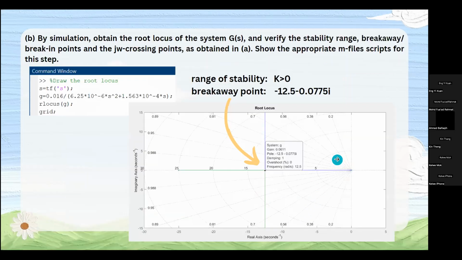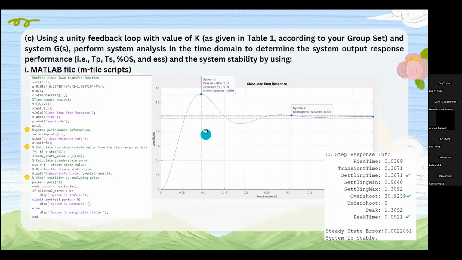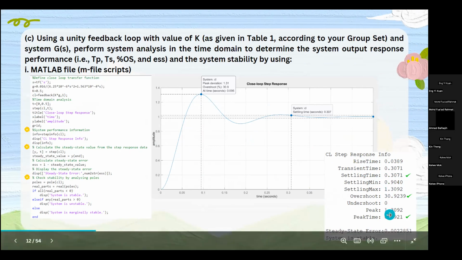After that, we will use the MATLAB simulation to verify our answer in the manual calculation. We get that the breakaway point is also negative 12.5 and the range of k is greater than 0. After that, for the closed loop transfer function, we use the feedback function to get the closed loop step response. And we get the system performance from the MATLAB code: the time domain settling time, overshoot, and the peak time.